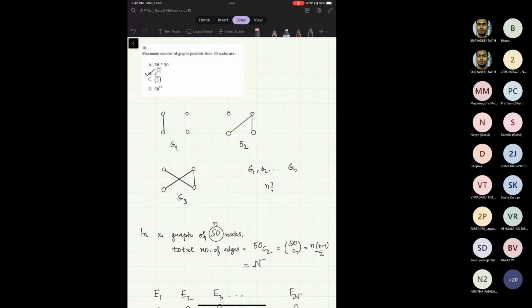Let us say we have 4 nodes, 1, 2, 3, 4. This first one is G1. This can be one variety of graph where there exists only an edge between 1 and 4. G2 can be another variety where the edge exists between 2 and 4 and 2 and 3. So this is another variety. G3 can be another variety of graph. So what the question is asking is how many such varieties of graphs can be there.